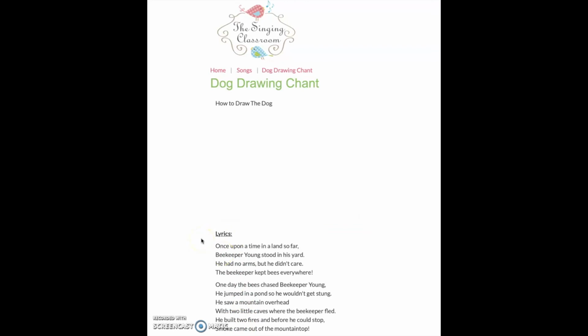Once upon a time in a land so far, Beekeeper Young stood in his yard. He had no arms, but he didn't care. The beekeeper kept bees everywhere. One day the bees chased Beekeeper Young. He jumped in a pond so he wouldn't get stung. He saw a mountain overhead with two little caves where the beekeeper fled. He built two fires, and before he could stop, smoke came out of the mountain top.